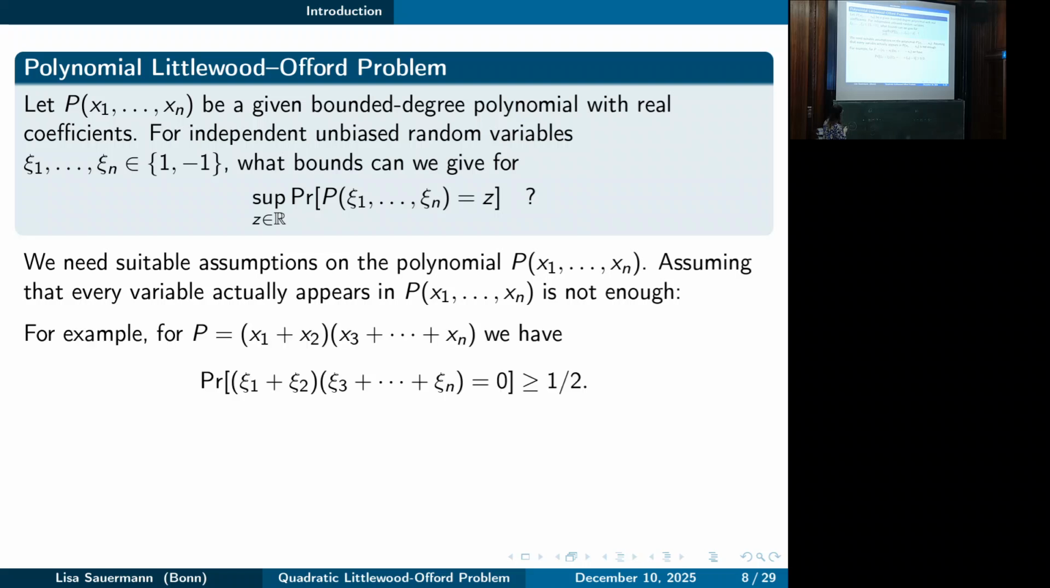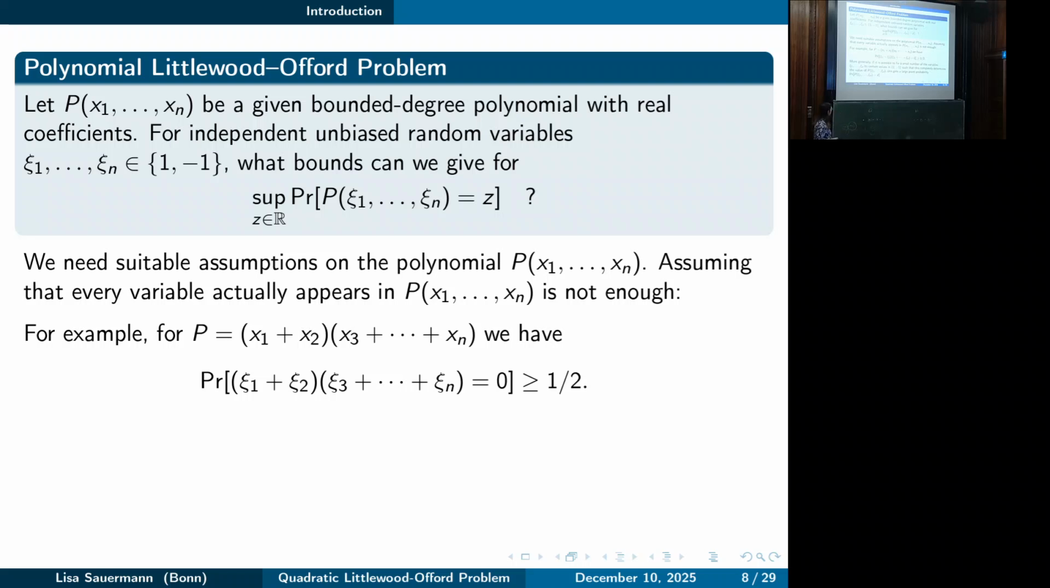So here's an example for this. If you take your polynomial to be this one, then the probability that this takes value 0 is at least as big as the probability that this first factor takes value 0. But that happens with probability 1/2, namely exactly if the first and the second variable have opposite signs of each other. And 1/2 is not a very good or interesting bound. So we want a bound which is good with respect to n. So that assumption clearly wasn't good enough. We need to think harder about a better assumption.